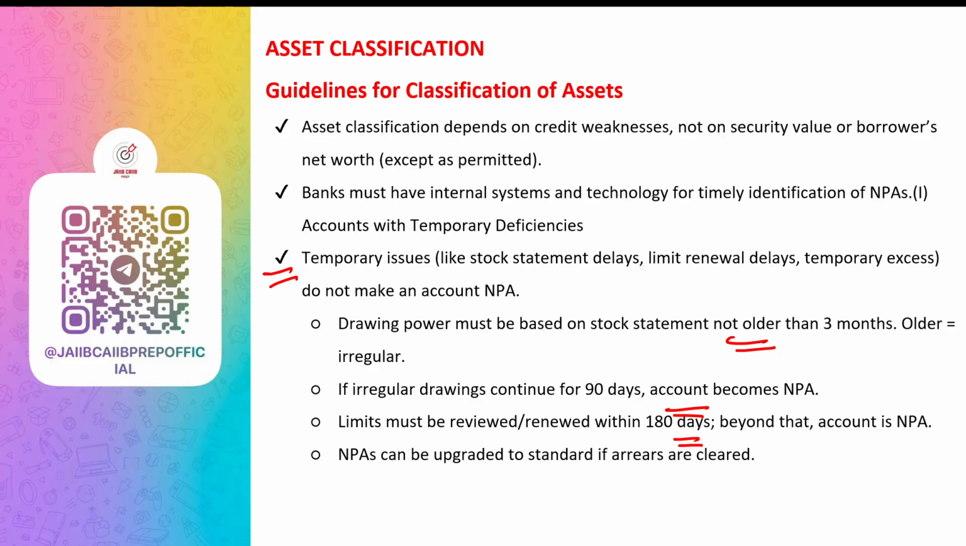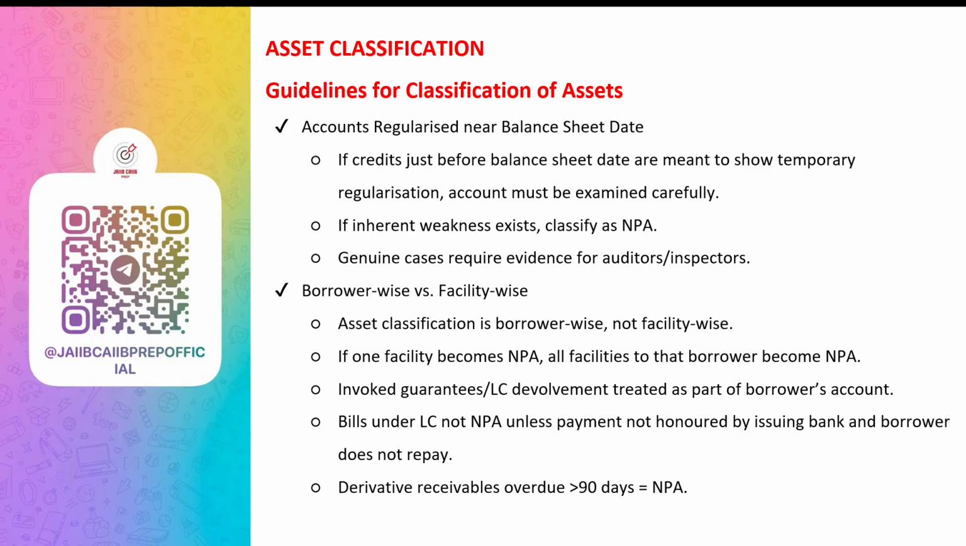If the borrower pays back overdue principal and interest, the account can be upgraded back to standard. So the NPA can be upgraded to standard if arrears are cleared. Number two, account regularized near balance sheet date. If a borrower deposits money just before March 31st to make the account look good, the bank must be careful. If the account still shows weakness, it should remain a non-performing asset.